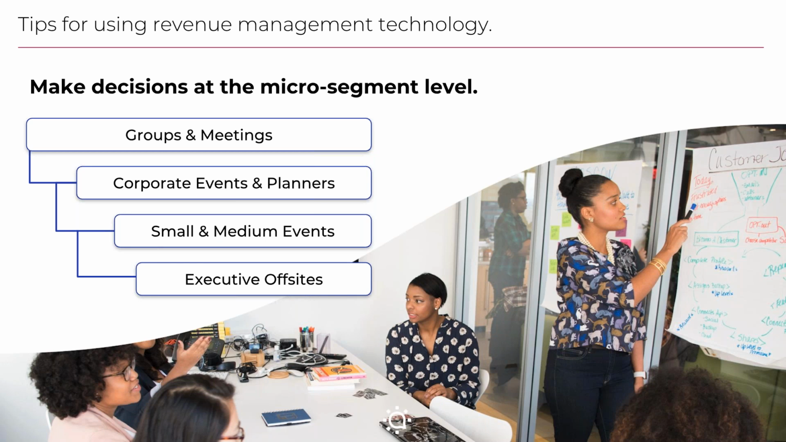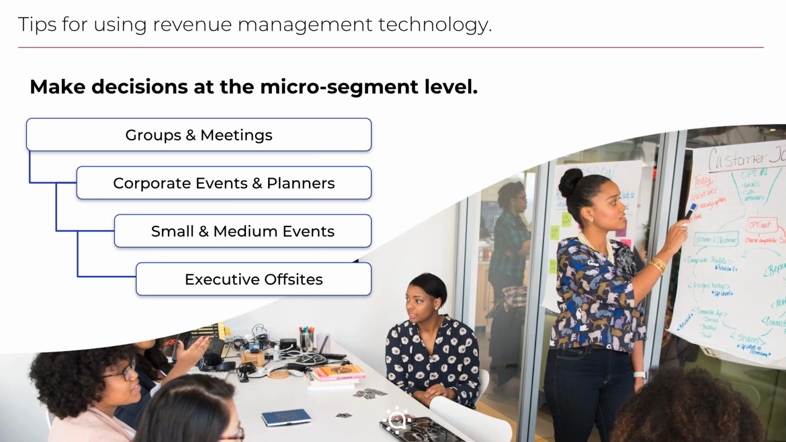Work with your revenue management team on the different segments that you have within groups and meetings. If you have groups and meetings and maybe a corporate team, there are small and medium events, there are executive offsites. If you can work with those revenue managers to really understand these different segments, craft the right package for them, and make sure the pricing makes sense from a room, food and beverage, and meeting space standpoint, these are ways that you as a team can get ahead of any roadblocks later on.